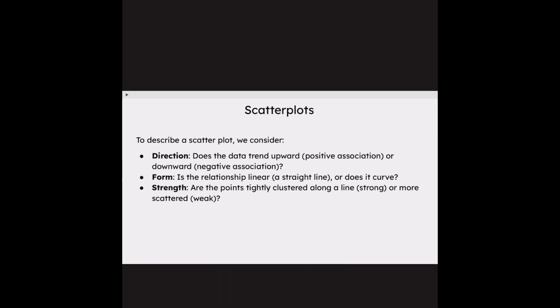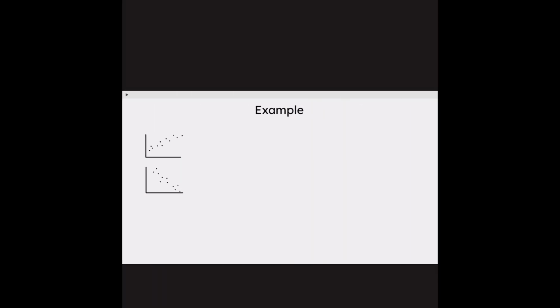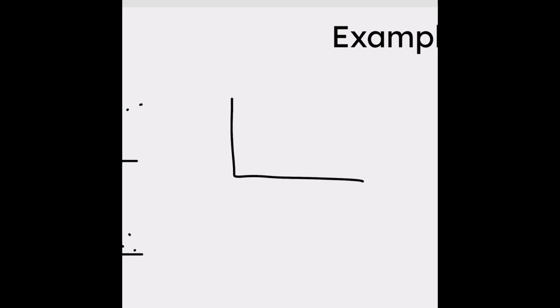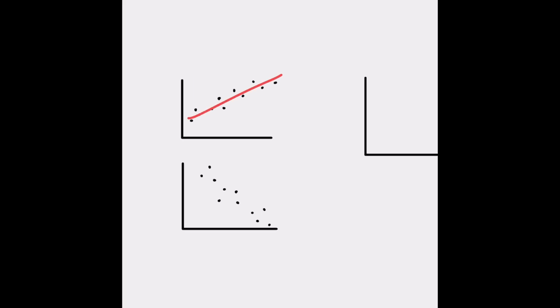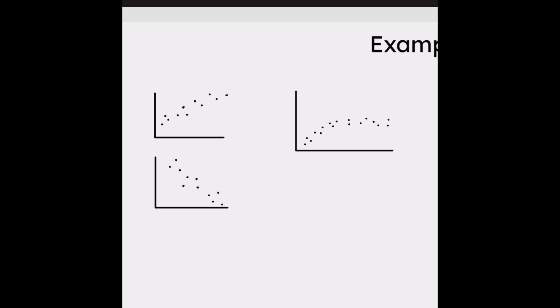Okay, now the form. Is it linear or does it curve? Linear generally looks like these two. Both of these relationships are linear. Notice how they can be modeled using a line. There are also other types of forms. For example, something like this would be logarithmic, and there are exponential and other forms. But as far as scatter plots go, you're only going to have to worry about linear on the SAT.